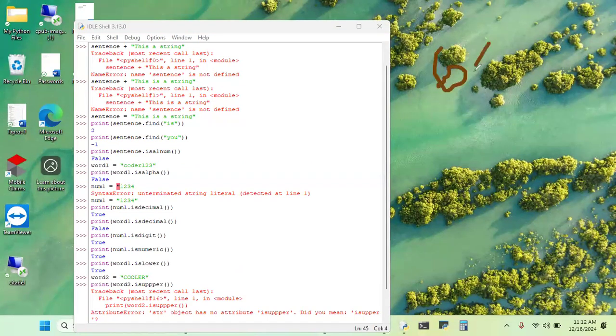And what was assigned to sentence? This is a string. Exactly. So the next thing that we now did was you did sentence.find. You called the find method, isn't it? Yes. Okay, and then what did you see on the screen? 2. Now, why do you think 2?